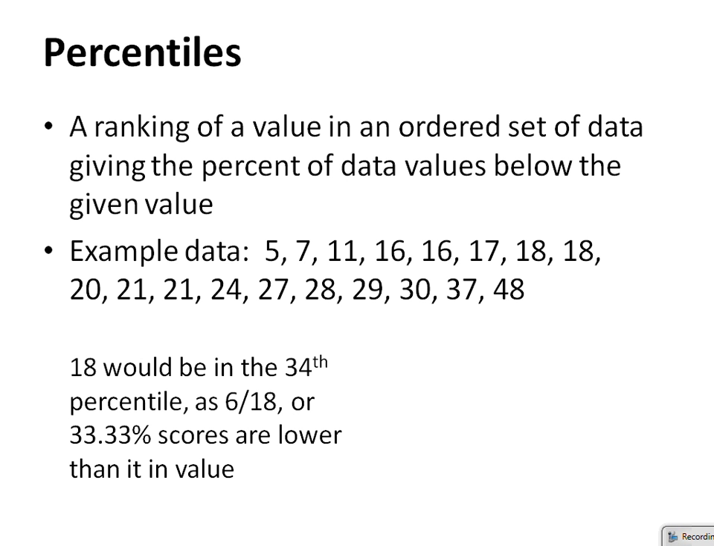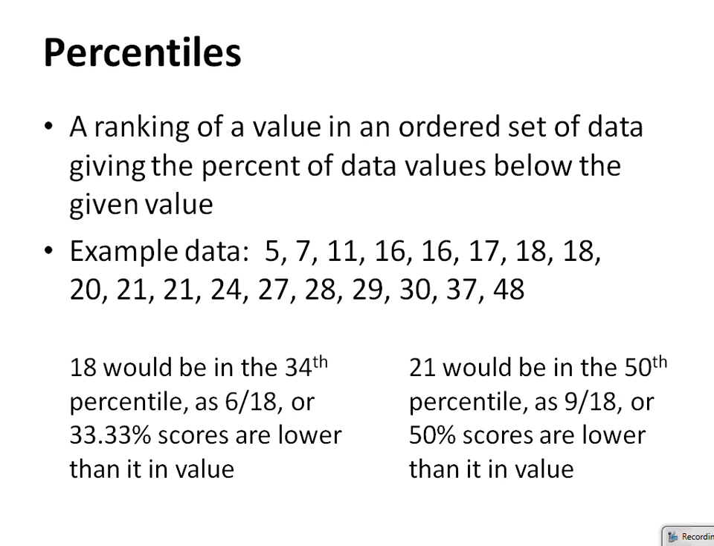If we look at 18, there's exactly 6 numbers in that sample of data that are less than 18. So since 6 divided by 18, 18 being the total number of numbers in the data set, is 33.3 repeating, that means 18 would be in the 34th percentile. In case you ever do a division problem like that and you get a number that's a decimal, to find the percentile ranking, just round up to the nearest whole percentile. So 18 would be in the 34th percentile.